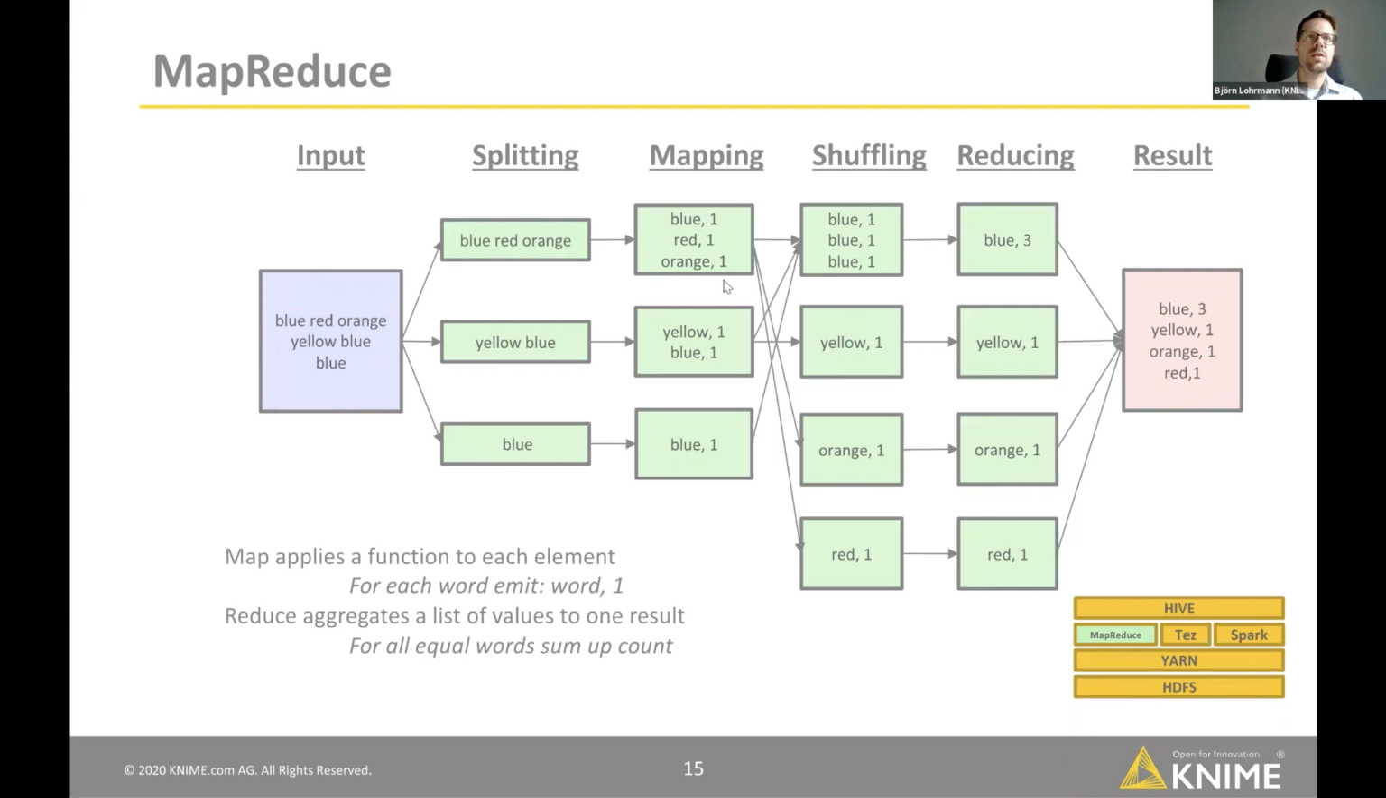The next step is then that you would shuffle all these different key-value pairs over the word. Shuffling means you're doing a grouping operation.